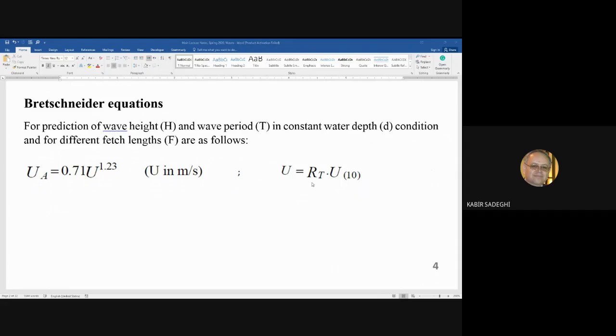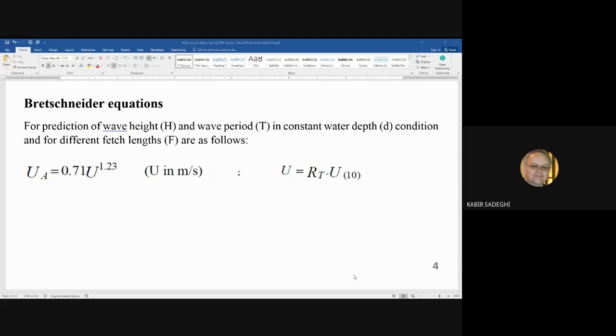That is given by Rizzo, etc. We'll see. I will show you again. When we calculated U, we apply it in UA. UA is the wind stress function. We calculate, and by applying the UA calculation, when we found UA, we apply that in the Bretschneider formula.